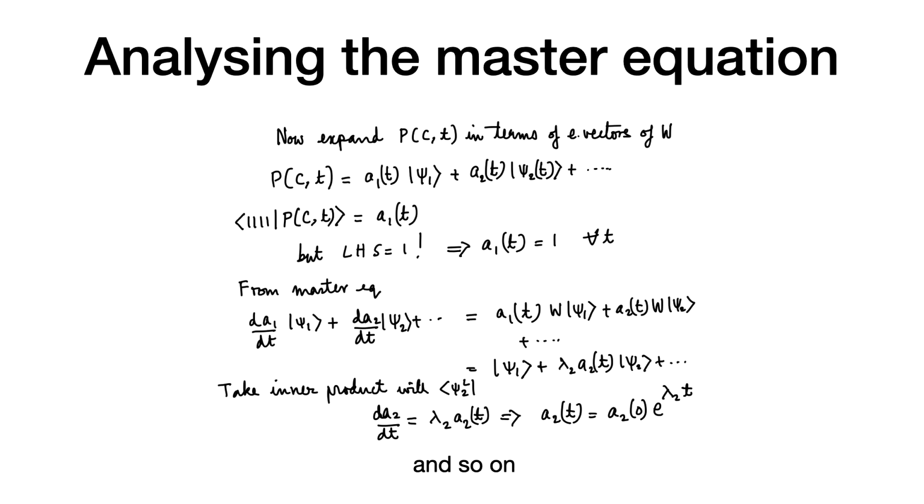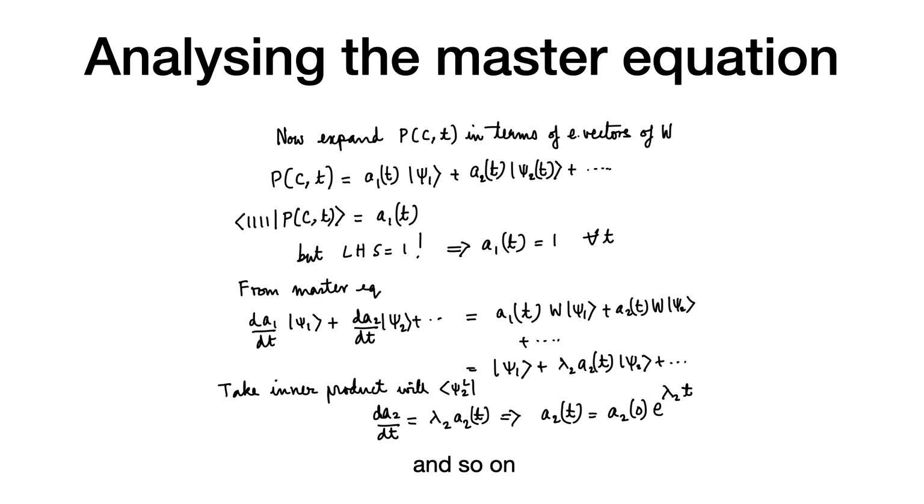Now, why did we do these eigenvectors, eigenvalues, and so on? We will again follow what we learned from quantum mechanics. In quantum mechanics, we find eigenvalues, then take some arbitrary wave function and expand in terms of the eigenvectors. Here also we do the same. What is the probability of being in configuration C at time t? This column vector I will expand in terms of eigenvectors of W.